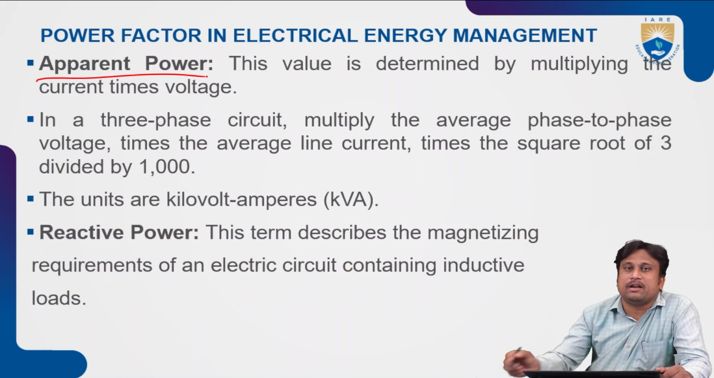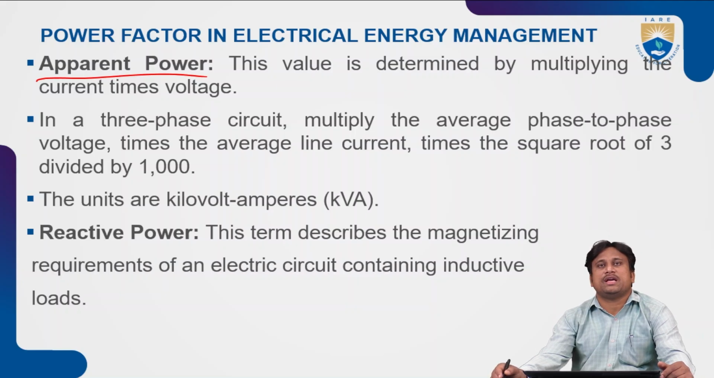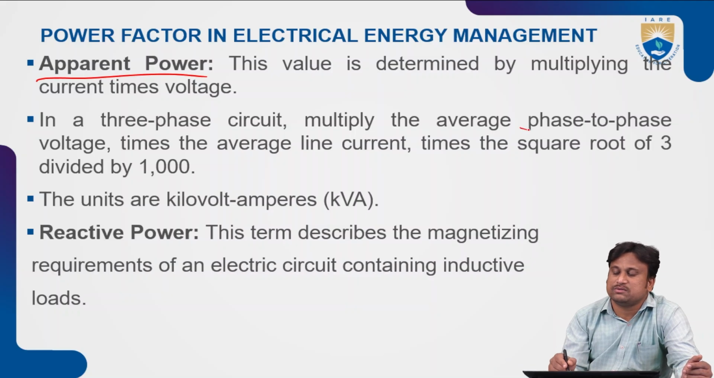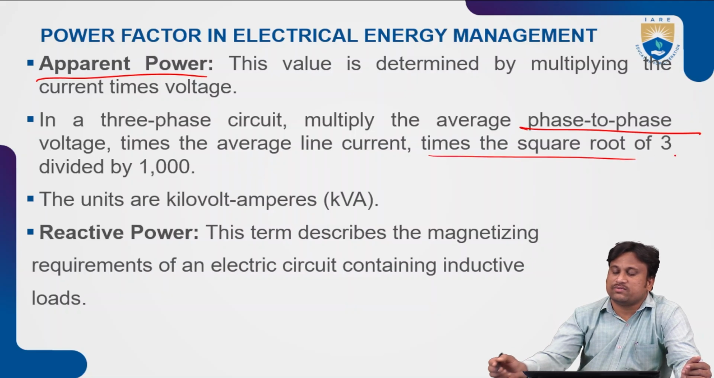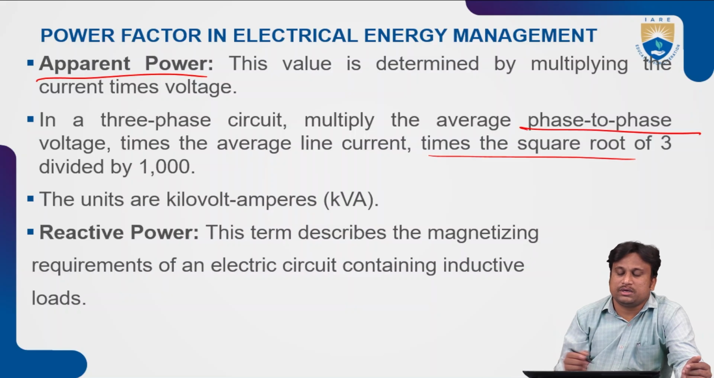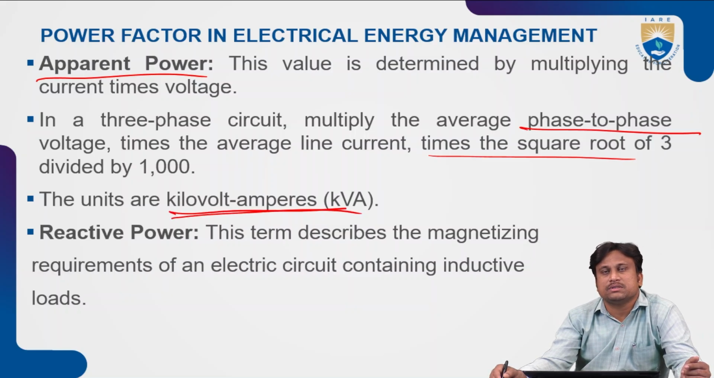Coming to the apparent power, this value is determined by multiplying the current times the voltage. In a 3-phase circuit, you multiply the average phase-to-phase voltage by the average line current, then by the square root of 3, divided by 1000, and that gives the apparent power. The units are in kVA, kilovolt amperes.